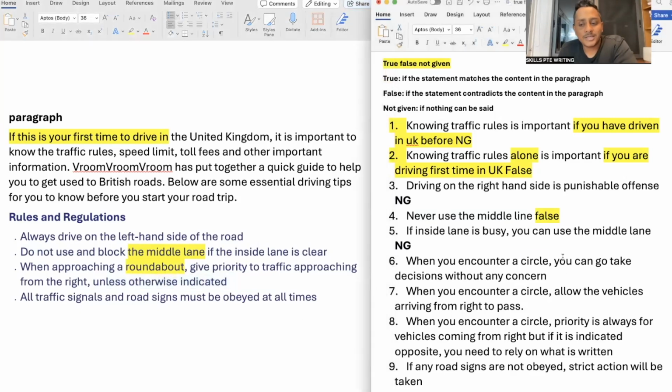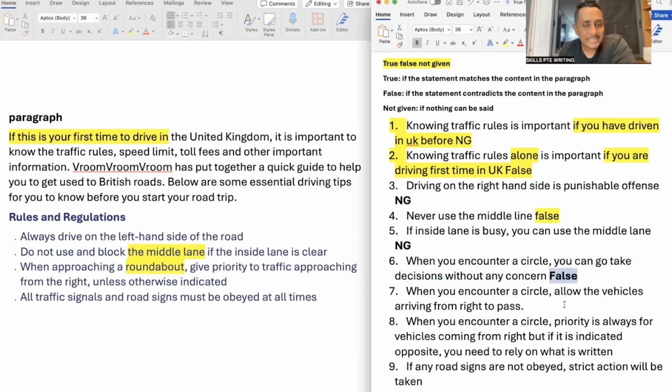When you encounter a circle, you can take decisions without any concern. What is the answer? Sixth one, what is the answer? Very good, Sharan. Perfect. What is the answer for the sixth one? Very good, Sishal. Simple. You cannot just make your independent decisions, boss. Correct? You should always consider someone coming from the right hand side first. Or if something else is written there, then you follow that. So this is going to be false.